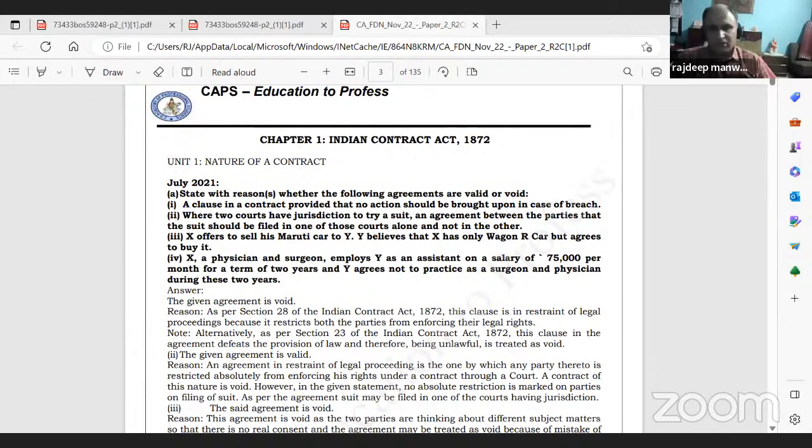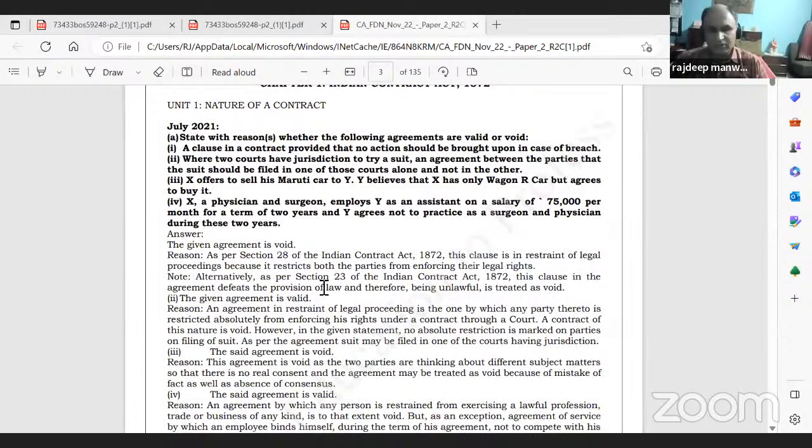State whether the following agreements are valid or void. First one, a clause in a contract provided that no action should be brought upon in case of breach. Can you have something like that? Any clause we put in the contract that no action would lie? Remember we did agreements opposed to public policy, and we said agreement stifling prosecution. So this is not a valid agreement. It does not become a contract.